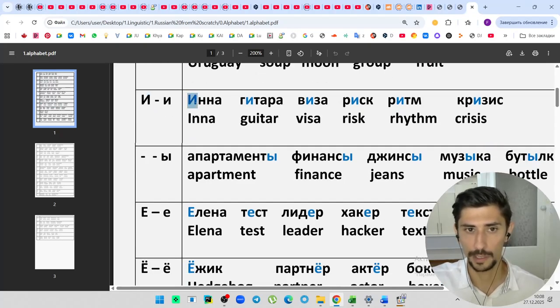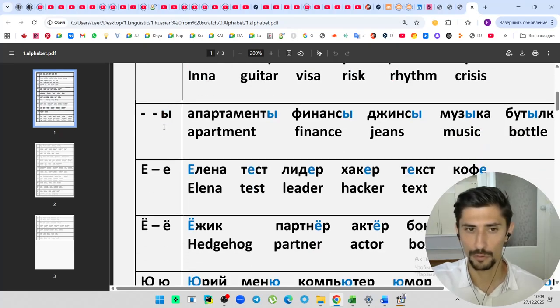Let's look at the next example. It starts with the letter E. It's a feminine name, Inna. Гитара. Visa. Риск. Ритм. Кризис. Very good. This is the favorite letter of my students, pronounced like Y. It's like E, but harder. Y. For example, апартаменты.